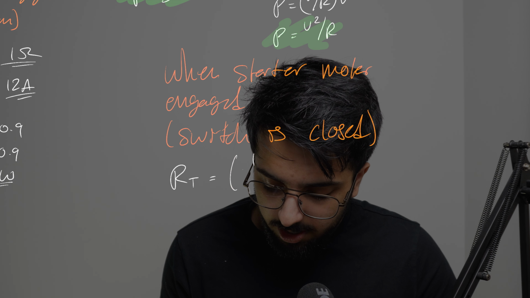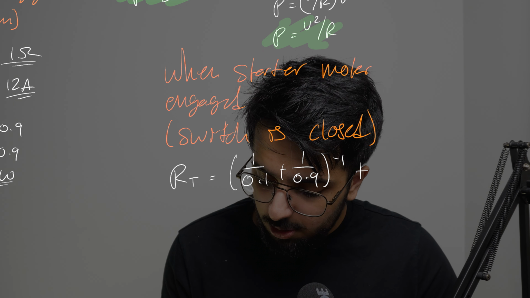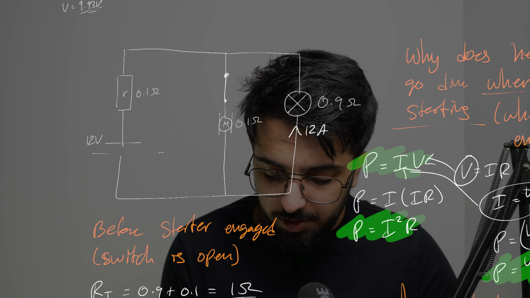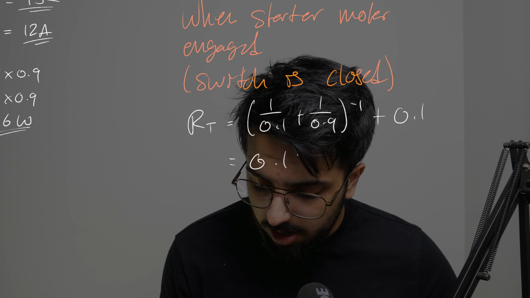And so therefore, as our starter motor and our bulb are in series, we're gonna calculate them like that, plus our 0.1 ohms for our internal resistance. And this gives a total resistance of 0.19 ohms.